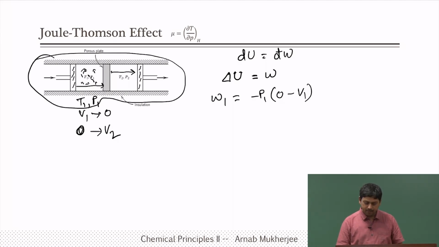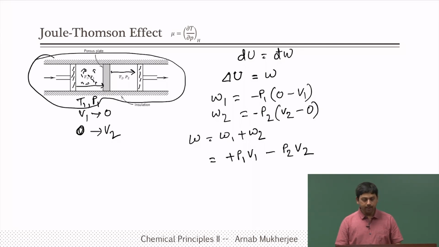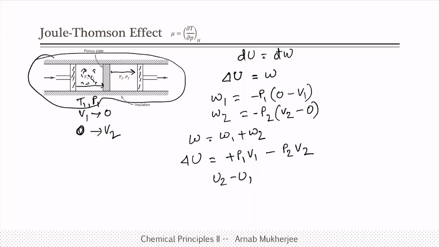And in the next step the external pressure is P2, because that is the final pressure that is going to be there, so minus P2, and it goes from 0 to V2, okay. So the total work done is W1 plus W2, and we can write that as P1 V1 minus P2 V2, right, and that is our delta U. Now delta U, let us write that as U2 minus U1 is equal to P1 V1 minus P2 V2.